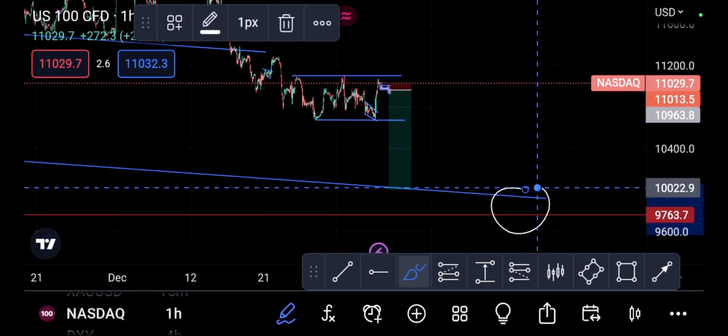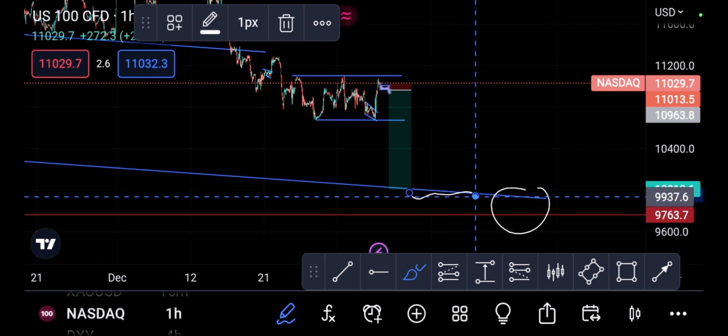So we're gonna have to be very careful once the price comes to this line because it might break through and come and touch that support area there at the 9,700 area.